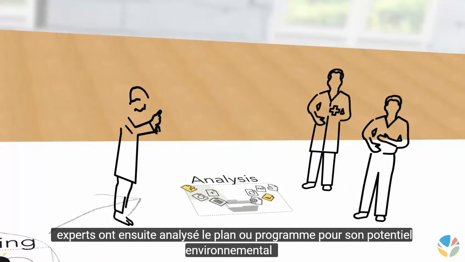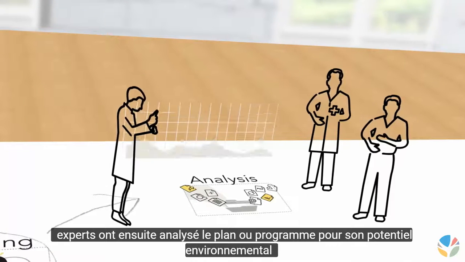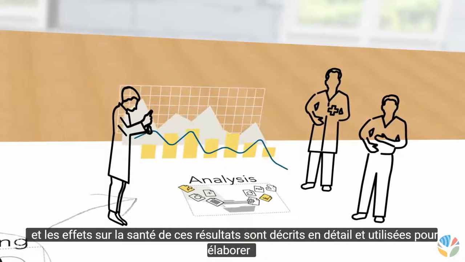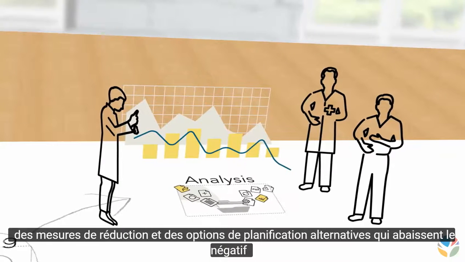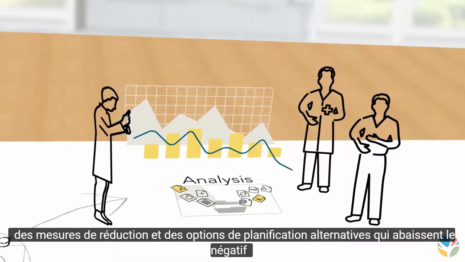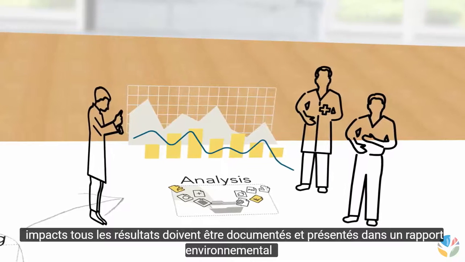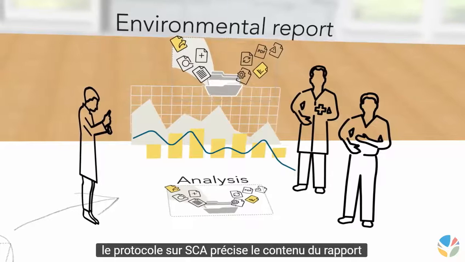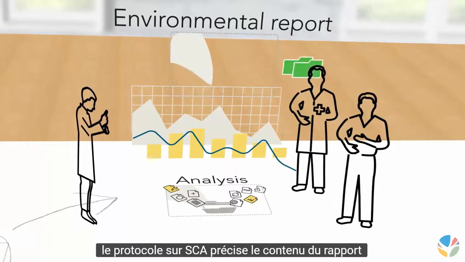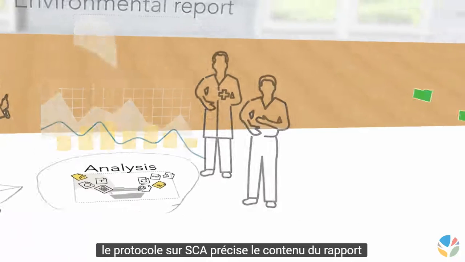With this information at hand, experts then analyze the plan or program for its potential environmental and health effects. These results are described in detail and used to develop reduction measures and alternative planning options that lower the negative impacts. All findings must be documented and presented in an environmental report. The protocol on SEA specifies the required contents for the report.